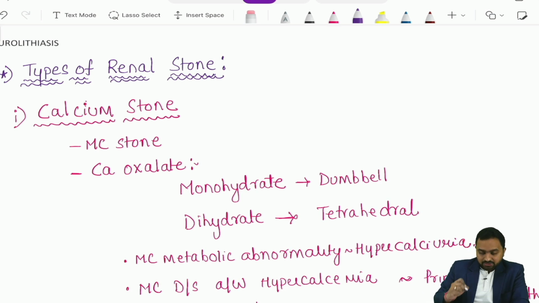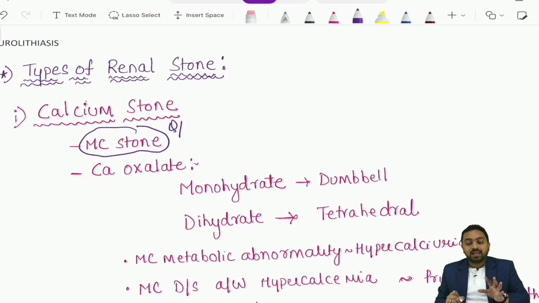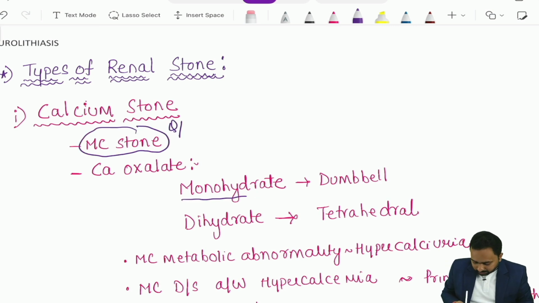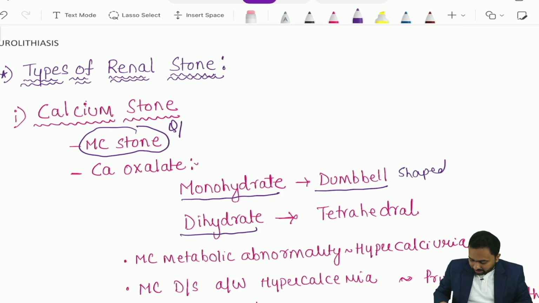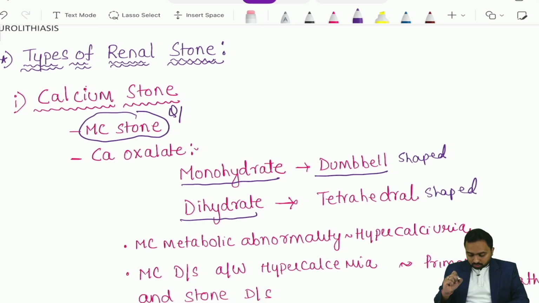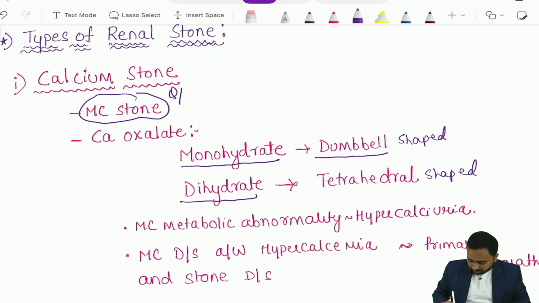We have your calcium oxalate, calcium stone. So please remember that this is your most common stone. Now, calcium oxalate may occur as monohydrate or dihydrate. Now, monohydrate are dumbbell shaped, whereas dihydrate are tetrahedral shaped.